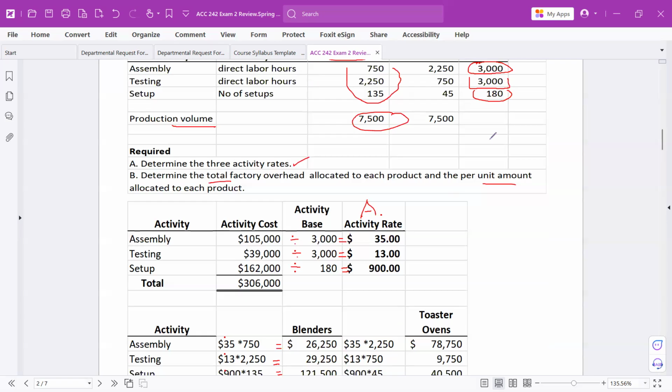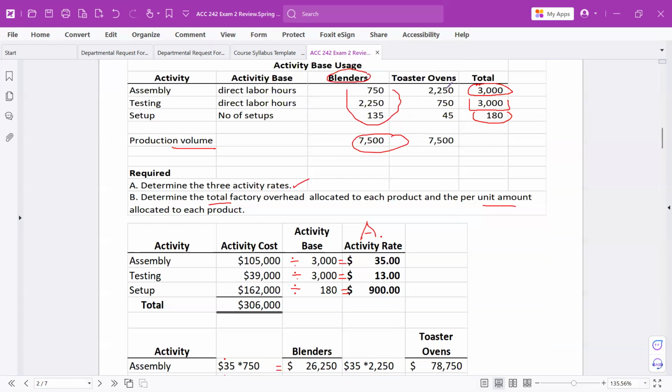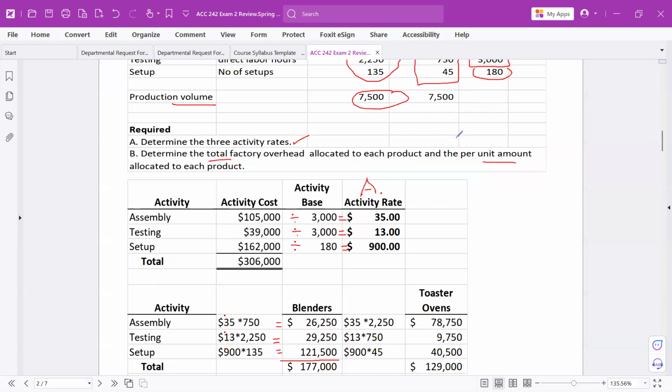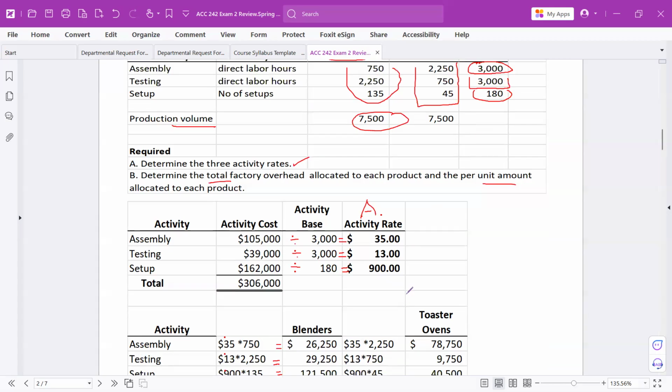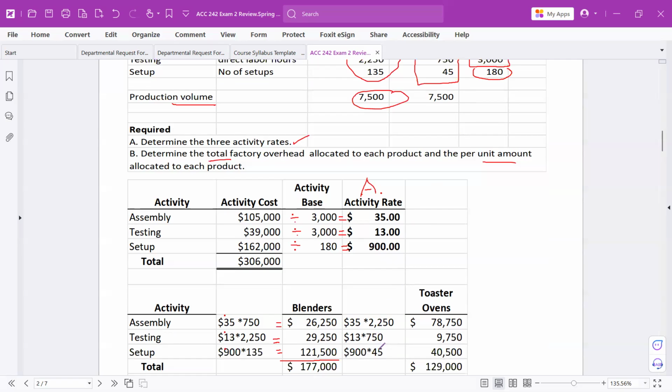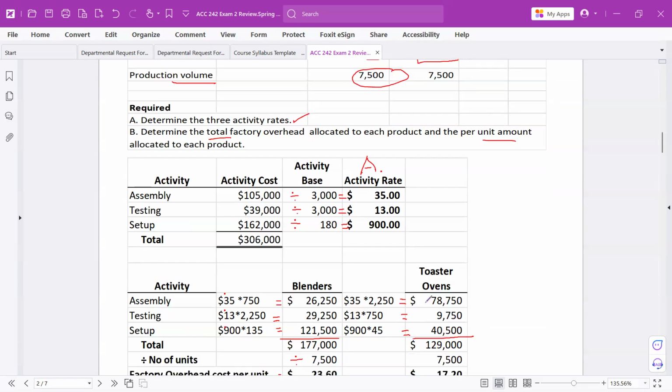We do the same thing for toaster ovens, right? We've got the rates and we've got the activity for toaster ovens, 2250, 750, and 45. So we're going to take the rates, 35, 13, and 900 times the 2250, 750, and 45. That gives us the assignment of overhead for the toaster ovens. Add it all together, right? So we add all the overhead that we've assigned for this product, and we end up with total overhead.